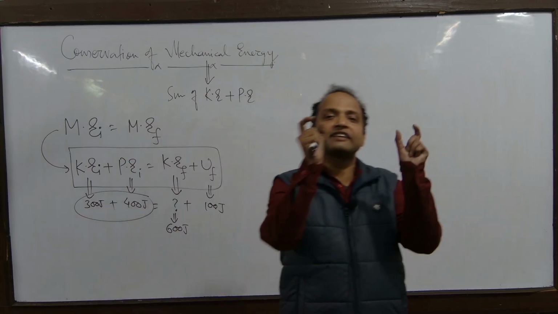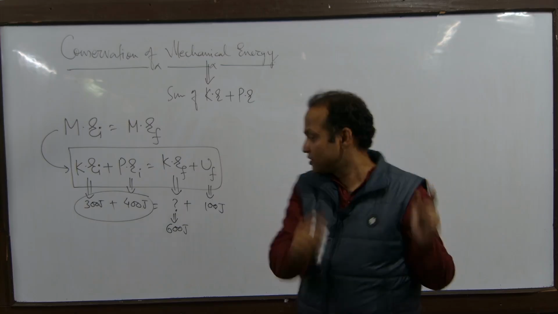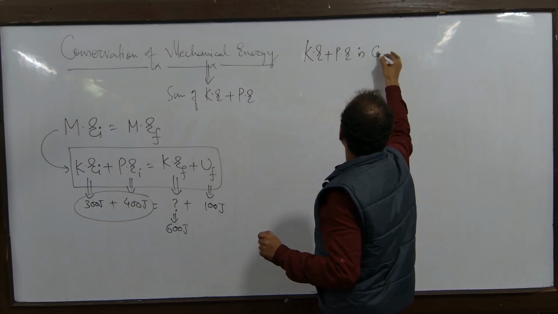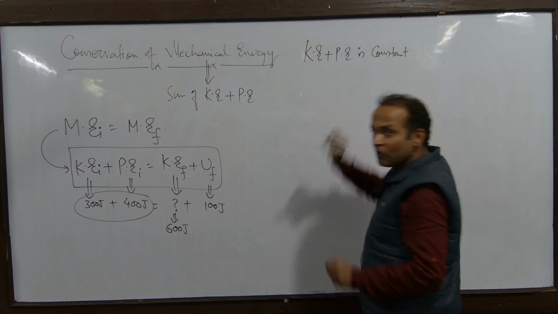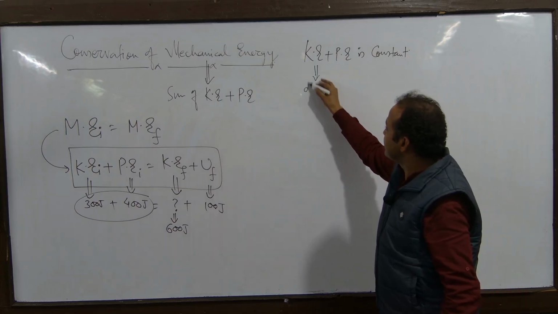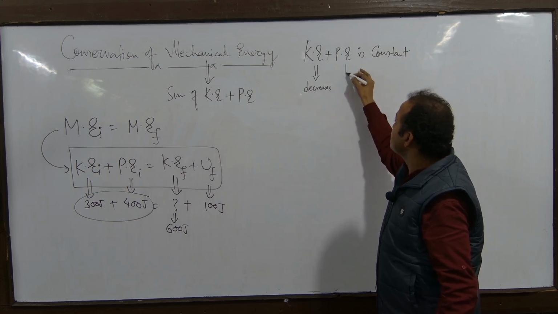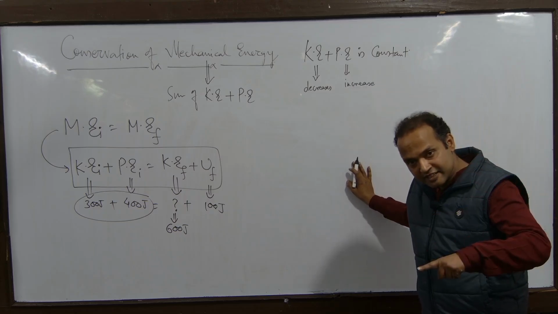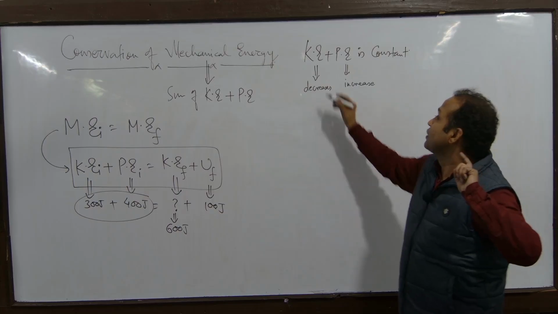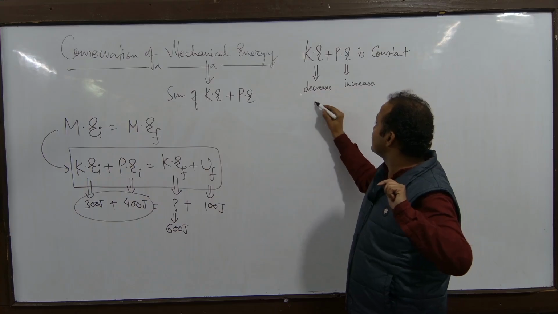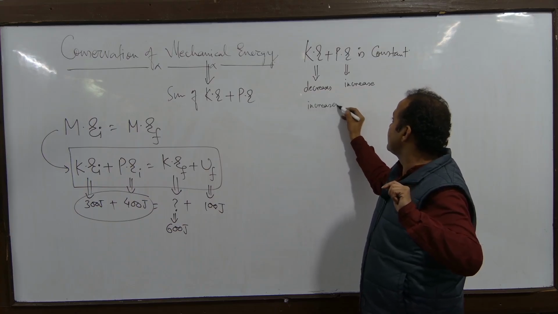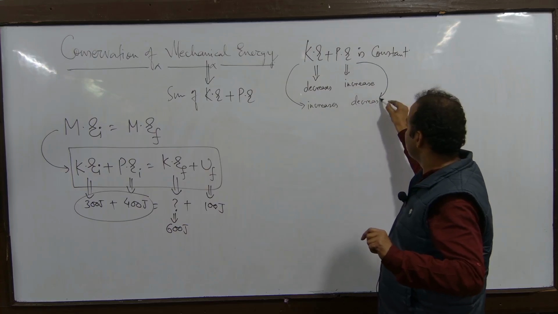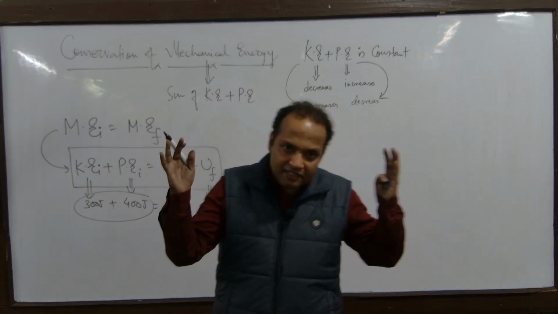Sum of kinetic energy plus potential energy is constant. It doesn't change. So if kinetic energy decreases, potential energy must increase. And if it increases, it must decrease. So that sum is constant.